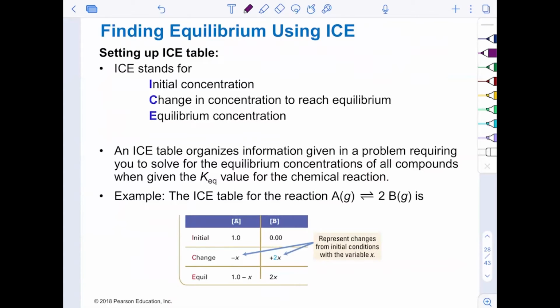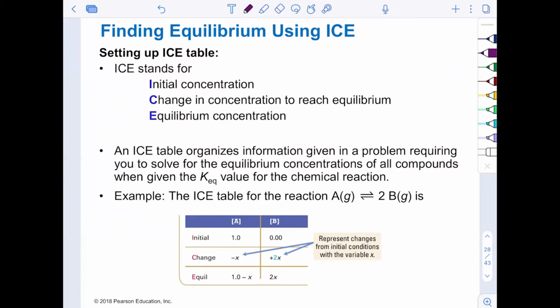Finding the equilibrium using an ICE table. ICE again stands for initial concentration, change in concentration to reach equilibrium, and E, equilibrium concentrations. The ICE table organizes for us some given information in a problem requiring us to solve for either the concentrations or the K value. We've already seen the K value. Now we're going to find what happens if we're not given the change in concentration and we are given a K. How can we find these concentrations?